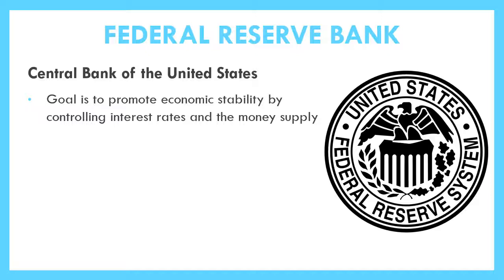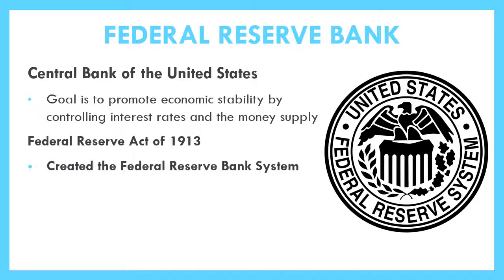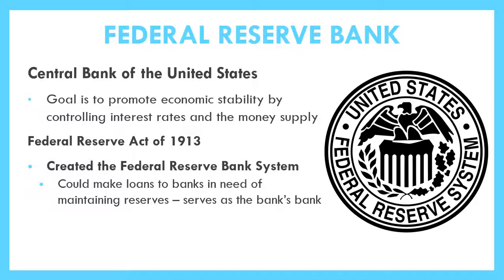Their goal is to promote stability, and a lot of times they do that by controlling the money supply, which can influence interest rates and in turn impact the price level and impact unemployment. The Federal Reserve Act of 1913 came around kind of in response to the Panic of 1907, and it created a Federal Reserve System to stabilize our economy. What they could do is offer services like a bank might do for you. It kind of serves as the bank's bank.